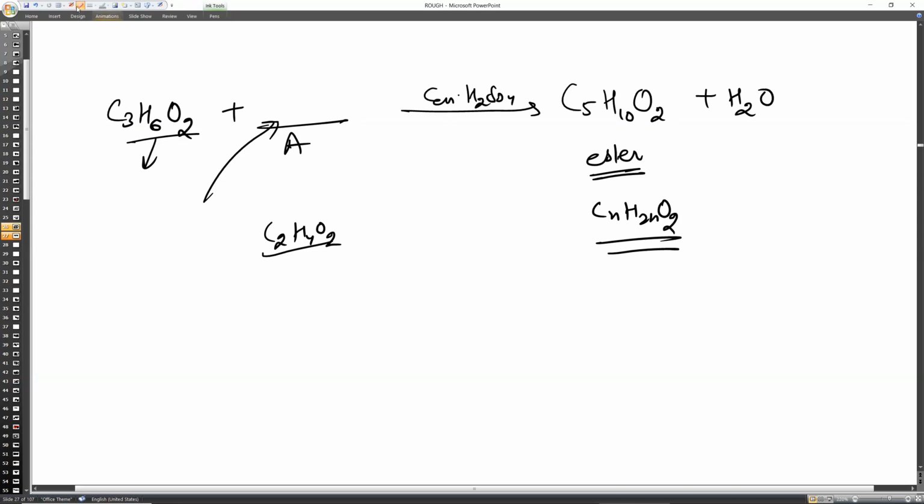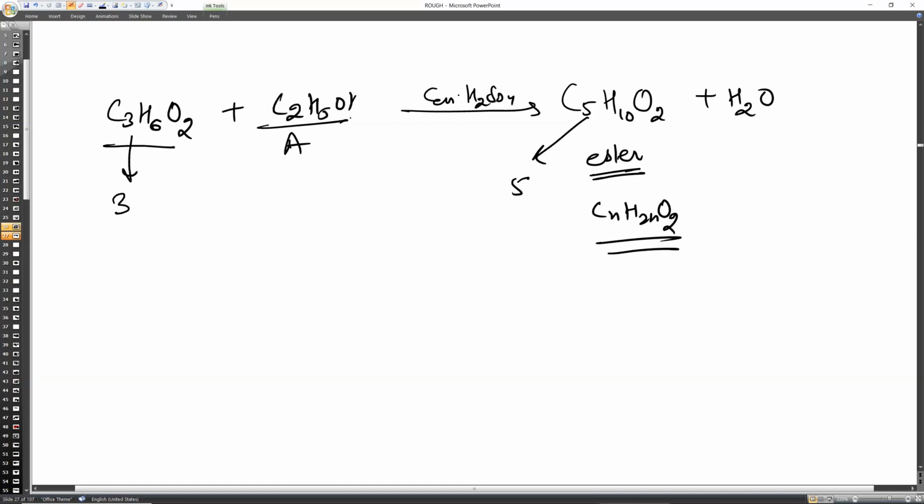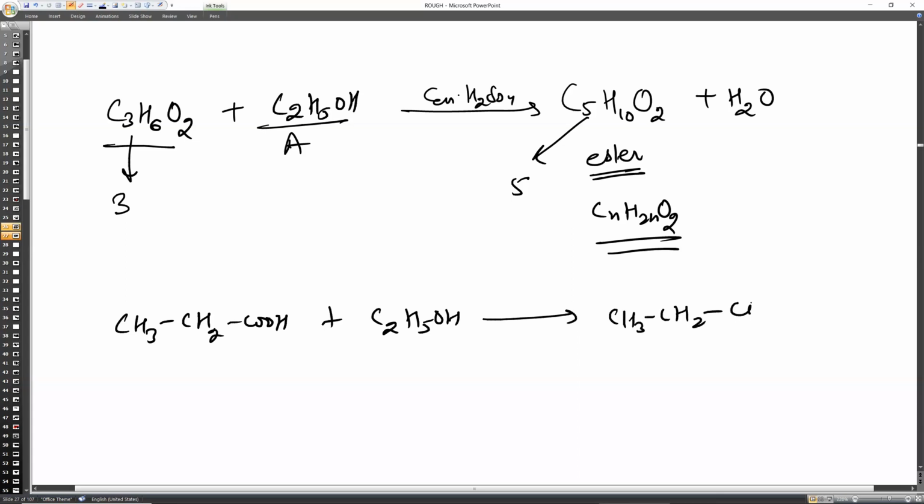So you know that this is very simple. I was just trying to explain to you that if this is a 3 carbon compound and this is a 5 carbon compound, where does the 2 carbon come from? The 2 carbon should come from the alcohol. 2 carbon alcohol is C2H5OH. You can check CH3, CH2, COOH, ethanoic acid. When you have C2H5OH alcohol, it will give you CH3, CH2, COO. This group will come from the carboxylic acid and this group will come in the ester from the alcohol.